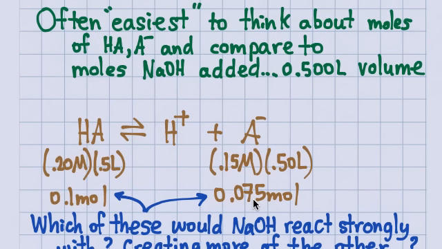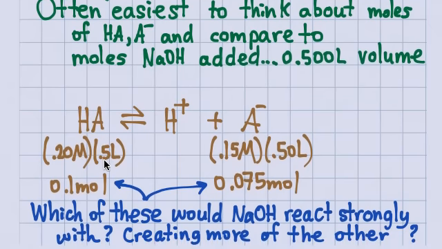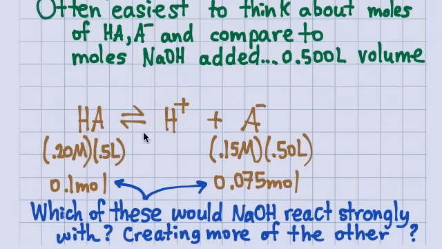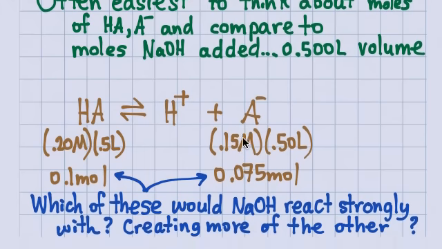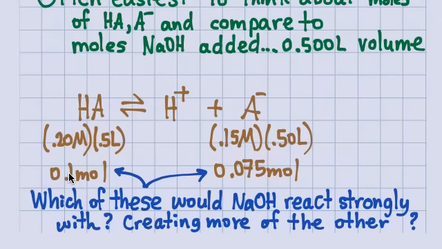I have HA, I have A minus, and I'm going to add some NaOH to that. So again, I had a half a liter, and my molarity is 0.2 of weak acid. I had a half a liter, and its molarity was 0.15 molar of conjugate base. And that comes out to 0.1 moles and 0.075 moles. So the question is, when I add the NaOH to this mixture, will the NaOH react with this, or will the NaOH react with this? Well, you know OH minus is a strong base, so it's going to want to react with the acid.